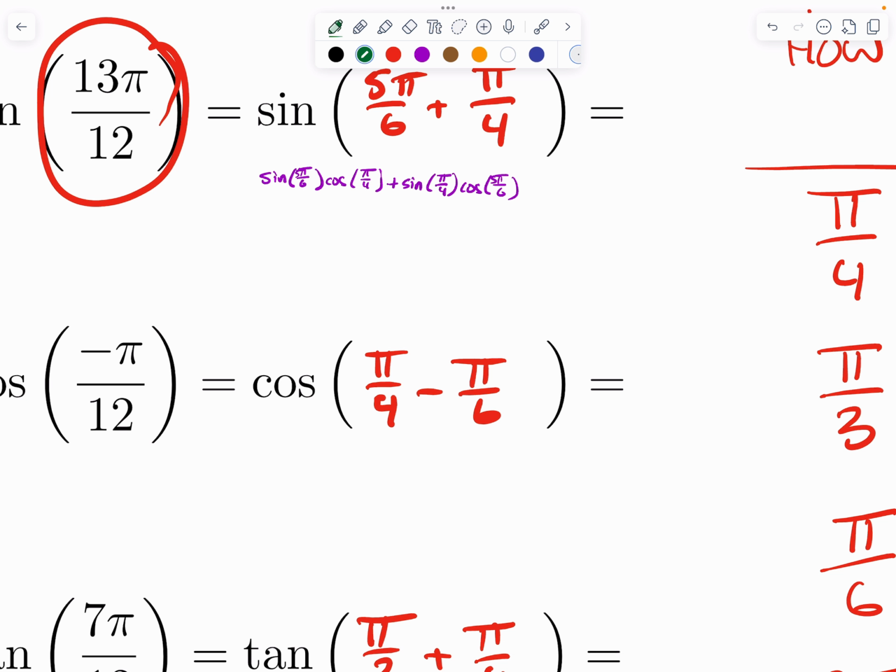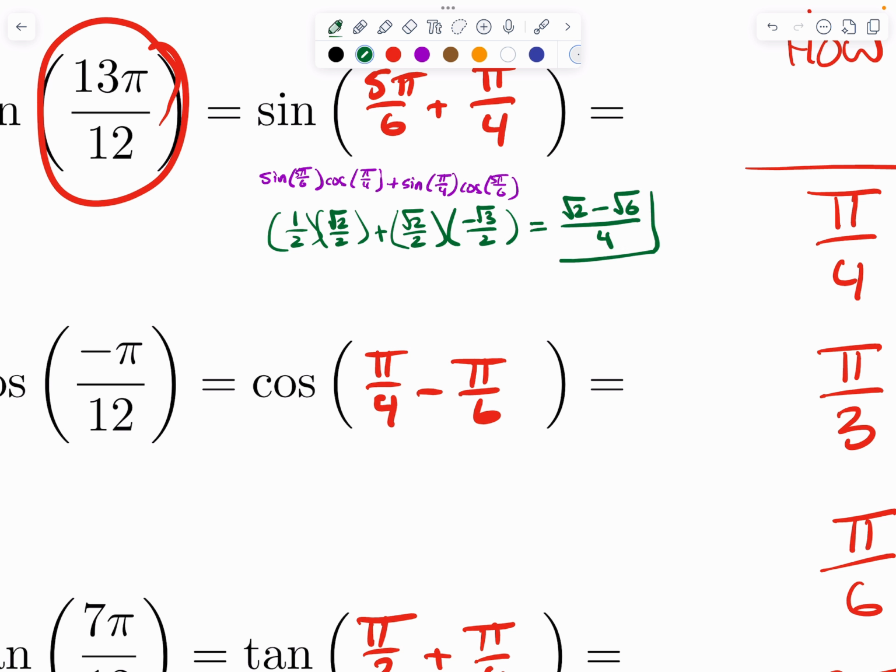Okay, so this is going to be 1/2 radical 2 over 2 plus radical 2 over 2 times negative radical 3 over 2. So radical 2 minus radical 6 over 4. Whew. Okay, almost there.